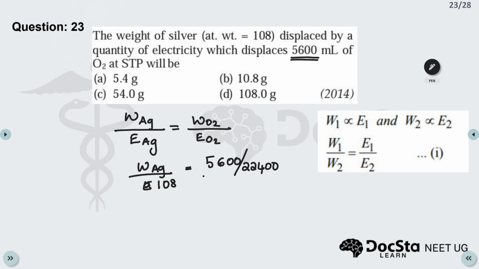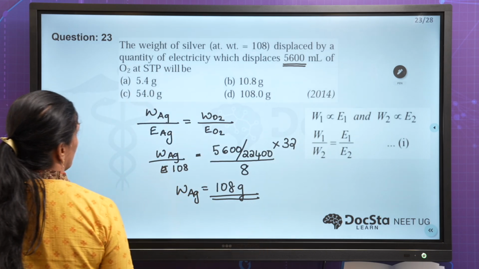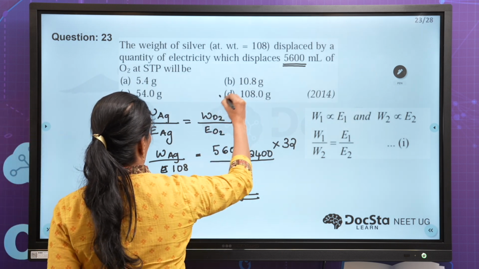into 32, isn't it? Into 32, the molecular weight of O2, divided by the equivalent weight, that is 8. So if you solve this, you get the weight of silver as 108 gram. So the correct option regarding this question is option D.